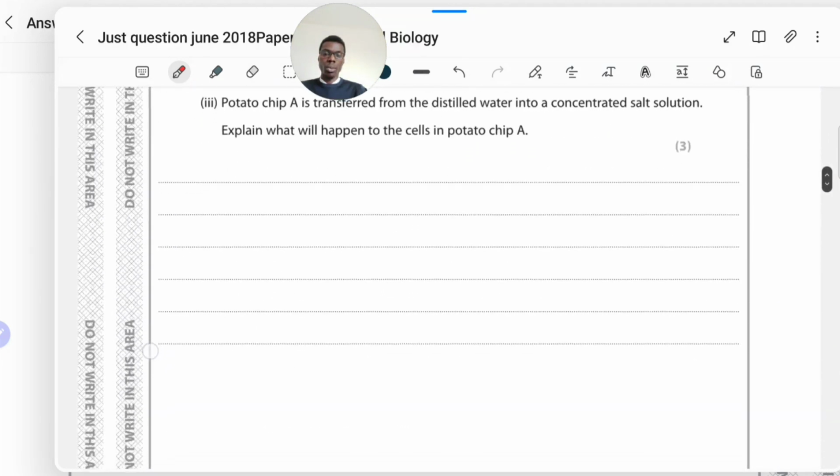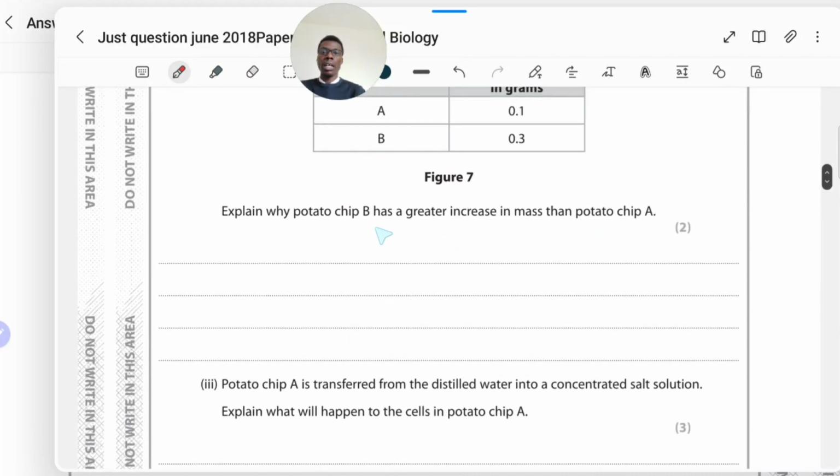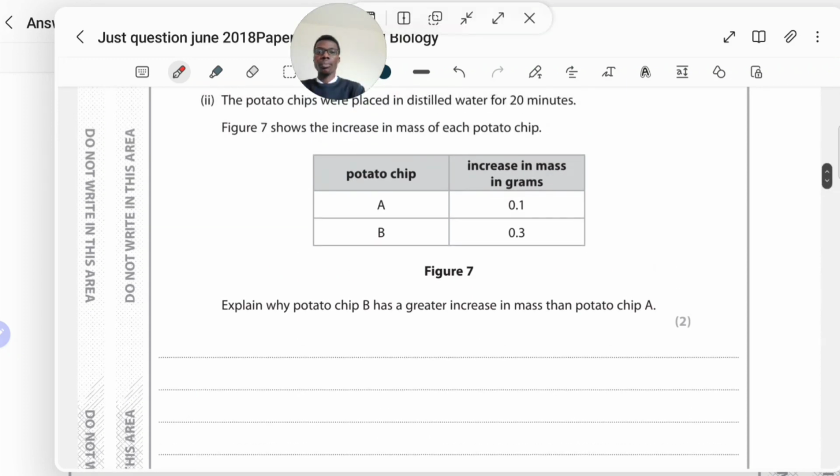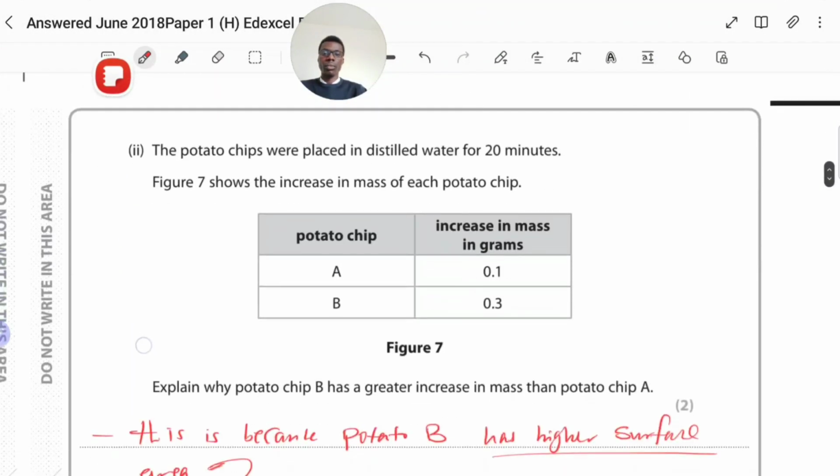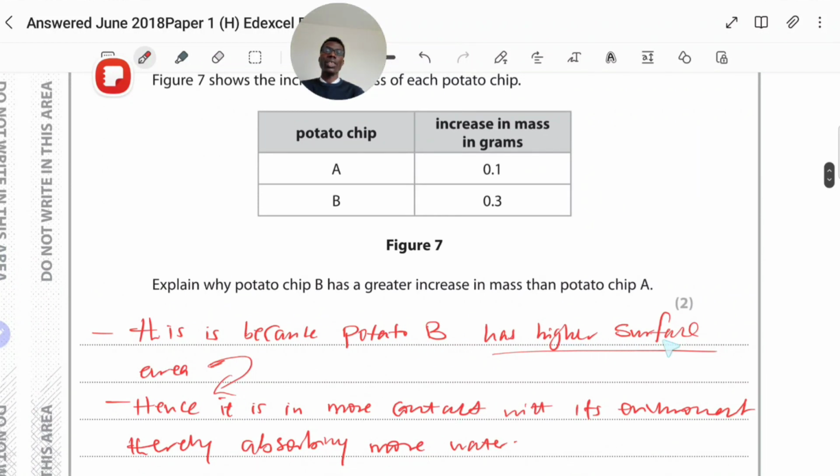So you're meant to explain why the potato has a greater increase in size. So it's basically osmosis. Then you're also supposed to refer to the surface area. Let's see the answer I've written here. This is because potato B has a larger surface area. Good. Hence it is more in contact with its environment, thereby absorbing more water, like I told you. And don't forget that this is about osmosis, and surface area to volume ratio talks about the more contact a cell has with its surrounding, the more it can interact.